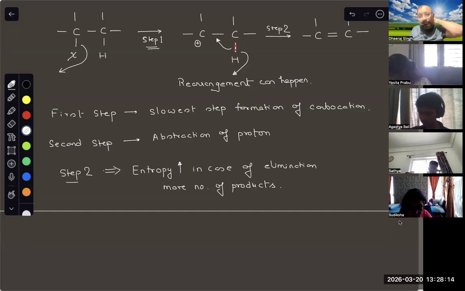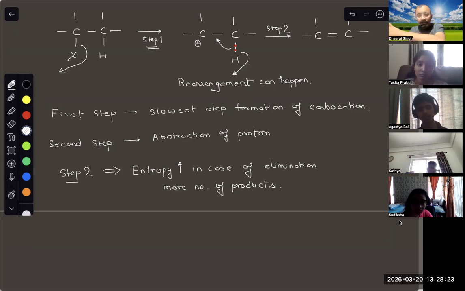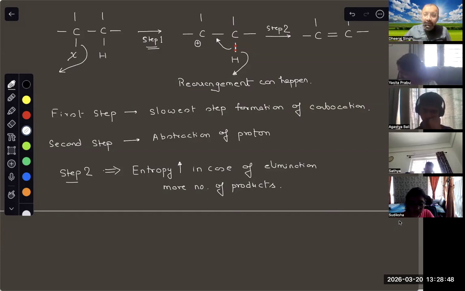So when entropy is increasing, what is the condition that favors an increase in entropy? Increase in entropy means E1, elimination, is going on. Decrease in entropy means substitution is going on. In substitution, two or three reagents get substituted, so entropy went down. In elimination, things are coming out, more numbers are getting created, so entropy is increasing. So tell me, at higher temperature, is more entropy favored, or at a lesser temperature?